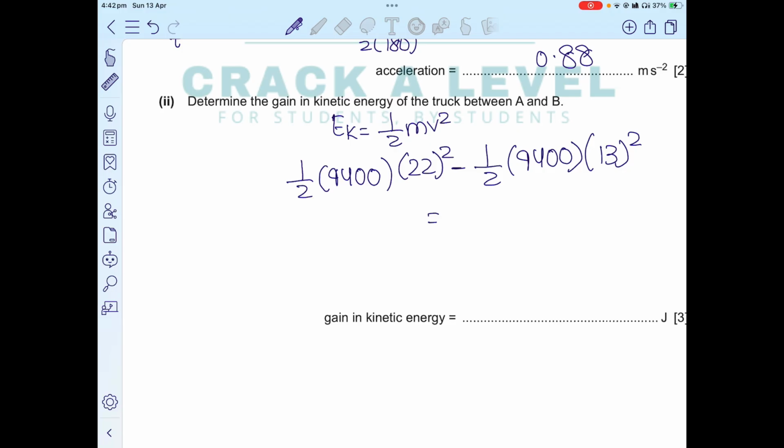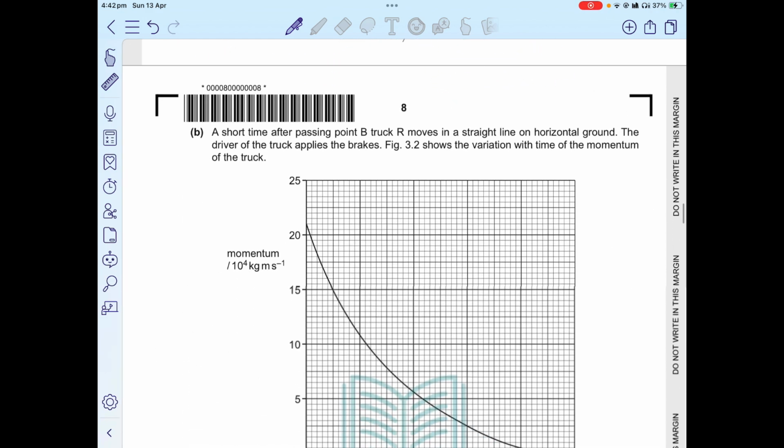that gives me basically 1,480,500, which can essentially be written in two significant figures as 1.5 into 10 raised to 6 joules. Okay, I hope that's clear. Now let's move on to the next question.